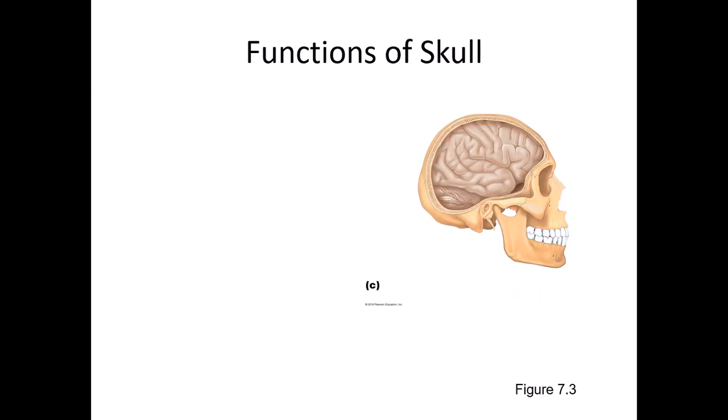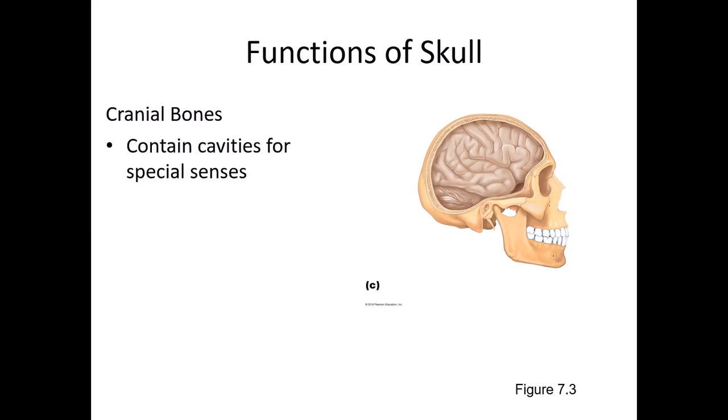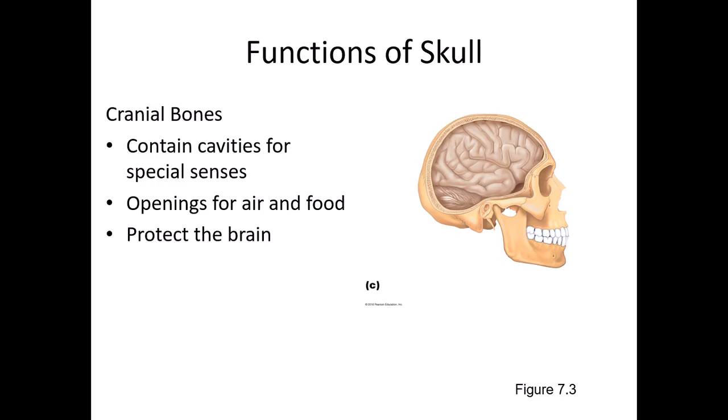Okay, so the cranial bones function to contain cavities for special senses, so they do contribute to the orbits and the nasal cavity, for example, like the facial bones did, also contributing to some of those openings for air and food, and certainly protecting the brain, creating the cranial cavity. And all bones are for muscle attachment. So a lot of similar functions for these bones of the cranium as we had for the facial bones.